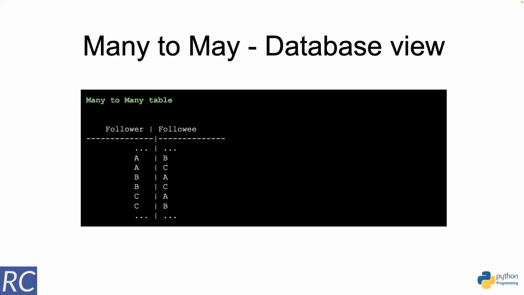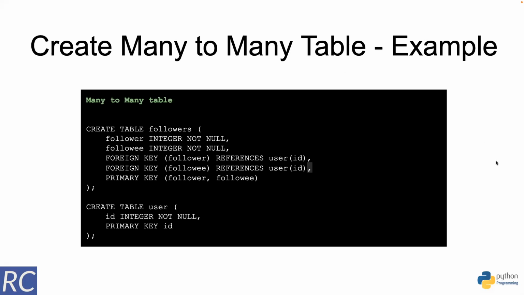So this is a table where we can find out who is following who and how many followers the user has, right? Any questions so far? Is it making sense to everyone? All right, so let's move forward. Create a many-to-many table, okay?